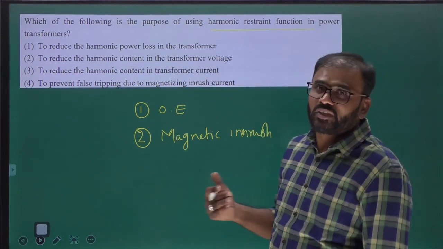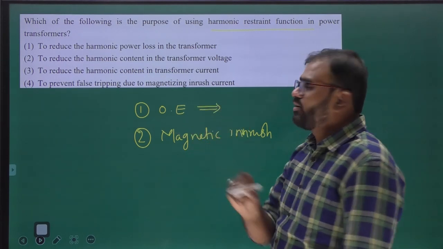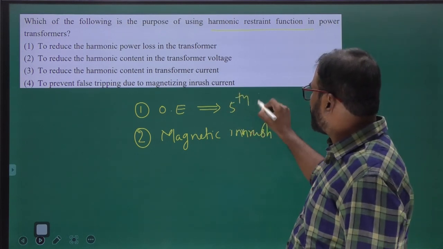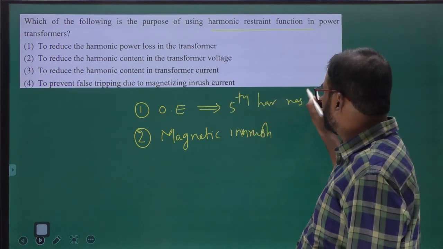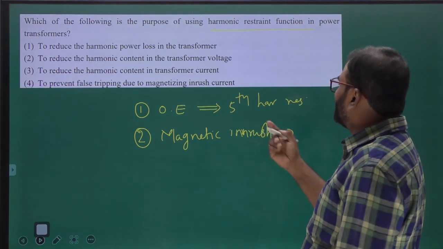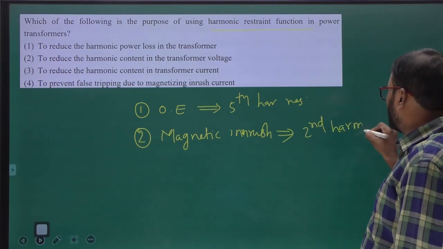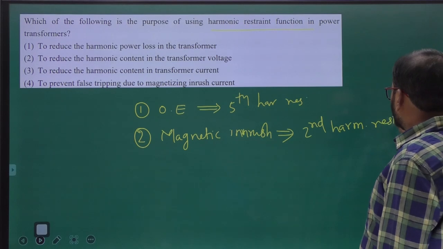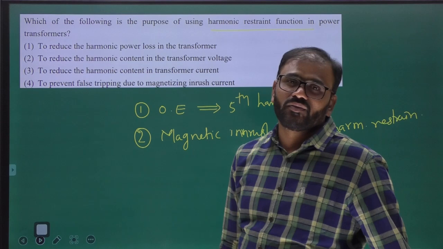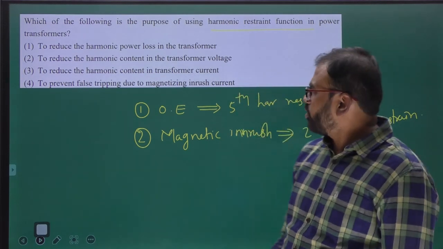For that purpose, we use harmonic restraint. Generally, to avoid the maloperation of differential protection due to overexcited operation, we use a fifth harmonic restraint. But to avoid the maloperation of differential protection due to magnetic inrush, we use a second harmonic restraint. So the purpose of harmonic restraint is what? To avoid the false tripping of the circuit breaker while protecting the transformers. So the answer is what?